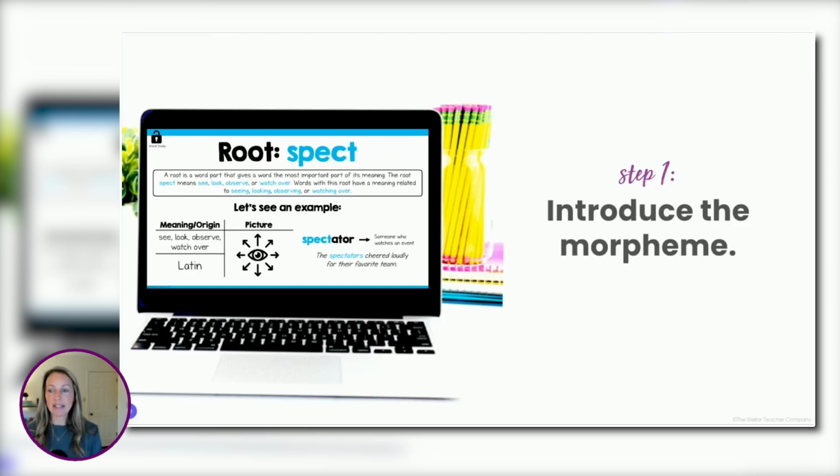But you ultimately want to introduce the morpheme, right? So you want to teach your students one morpheme at a time. Give them the morpheme, whether it's a root or a prefix or suffix, and give them the definition of it in student-friendly terms. I think it can be really helpful to give them some sort of visual, whether it is a picture or an icon or a graphic. Give them an anchor word that they can use to help them remember that specific morpheme, showing that in an example, really going in depth when you're doing the introduction.